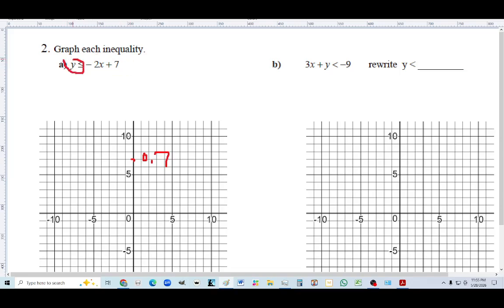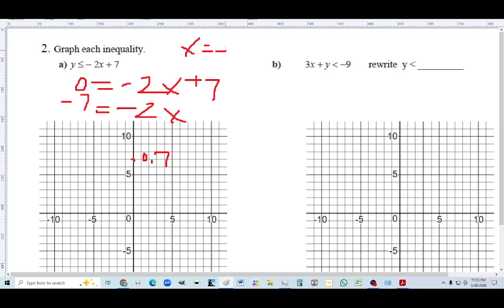Well, that's when y is 0. So we're going to solve this. When is y equal to minus 2x plus 7? We get the 7 to the other side. Minus 7 is equal to minus 2x. Divide by minus 2, you get x is equal to 3.5. So that means that at 3.5 for x, y is 0, which is right there. Now that I have 2 points, I can draw a straight line between them.